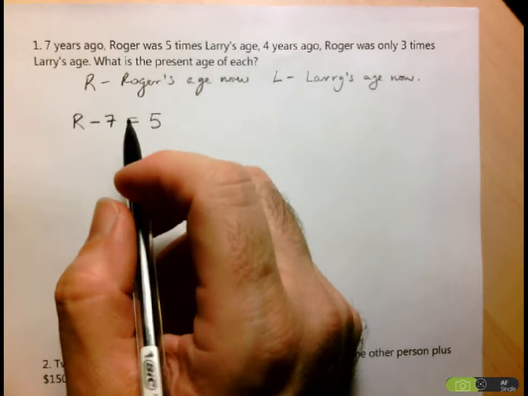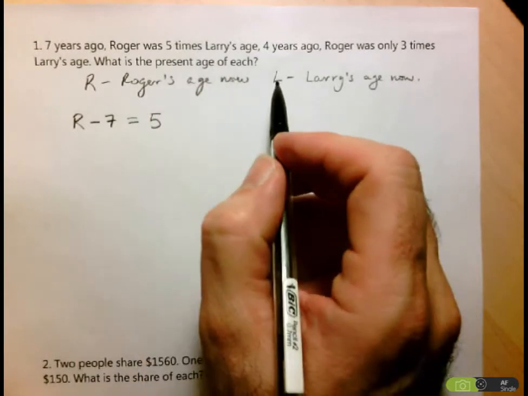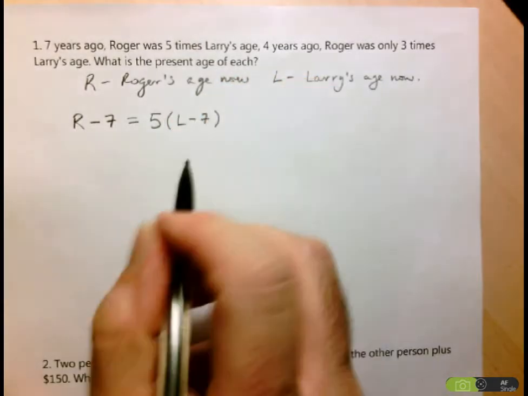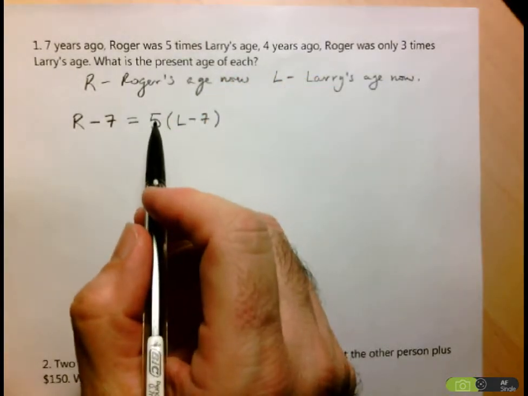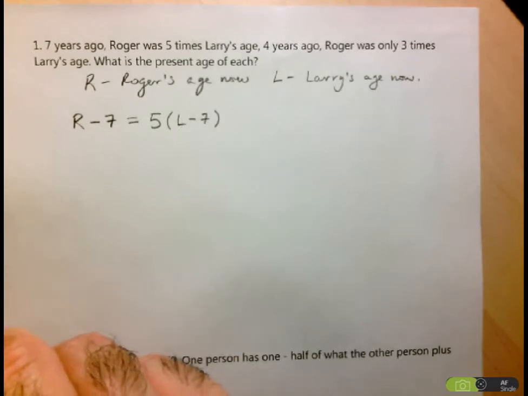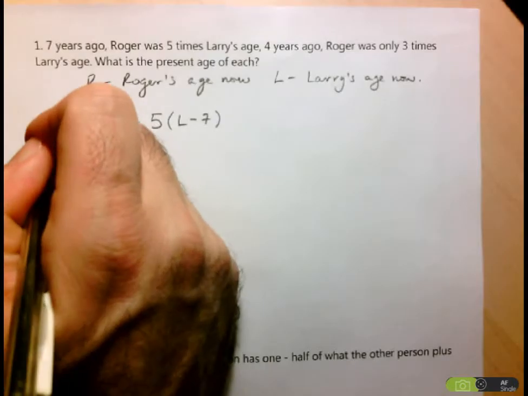But remember, this was 7 years ago. So we're not going to use L, we're going to use L minus 7. Now it's important to put that in brackets because you're multiplying 5 by his age. This whole thing represents his age. So here's our first equation.